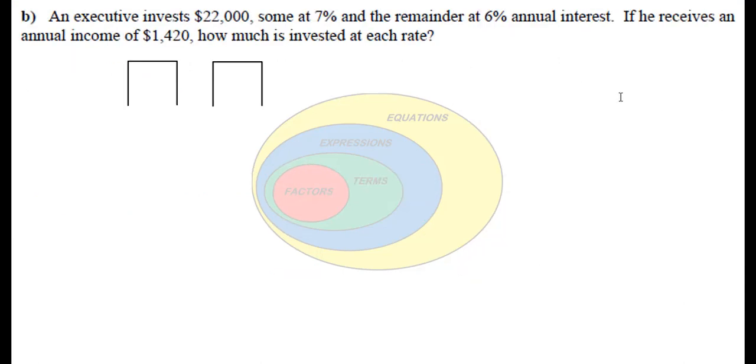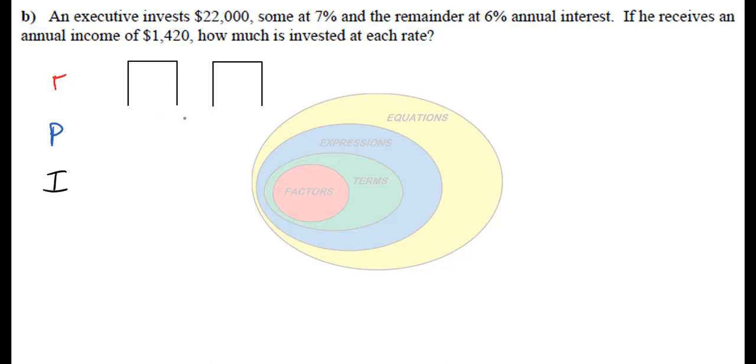All right, this next problem is an interest problem. It's talking about two investments. So with interest, we need to define the rate, the principal, which is P, and then the interest from each bank.